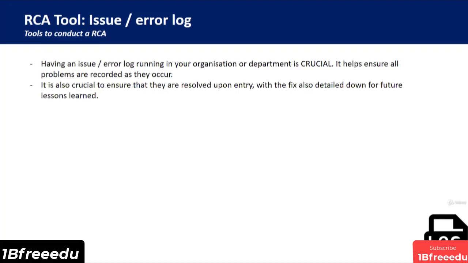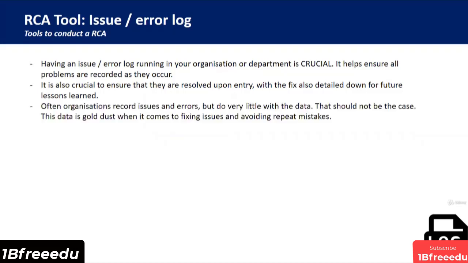So it's also crucial to ensure that they are resolved upon entry, with the fix also detailed down for future lessons learned. So when you're writing that issue down, again, don't just write the issue down and walk away. Write the issue down, but as it's being entered into that issue log, you're having conversations with leaders, with managers, with other team members to identify, okay, this is the issue we're dealing with currently. How are we going to resolve that, right? Make it part of the culture of that team. As you write down the issue, you address the issue. You do not just write it down and walk away.